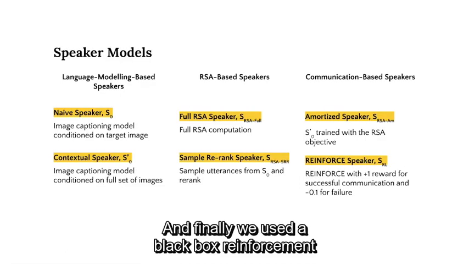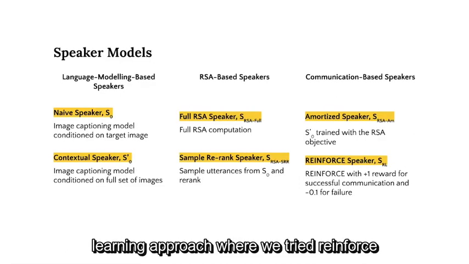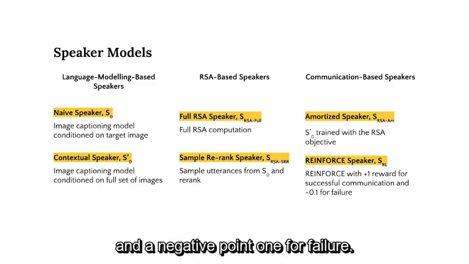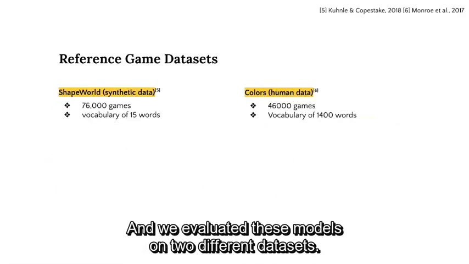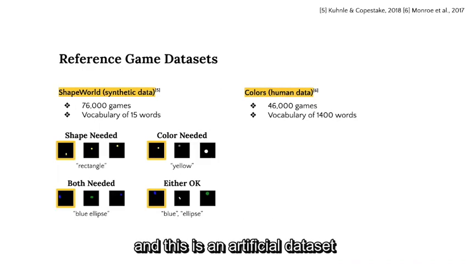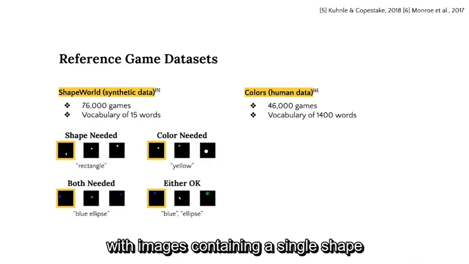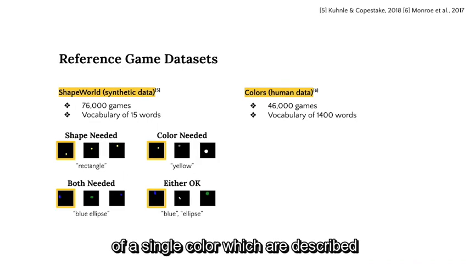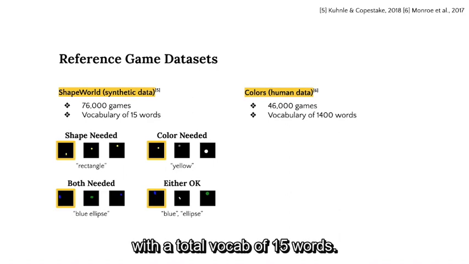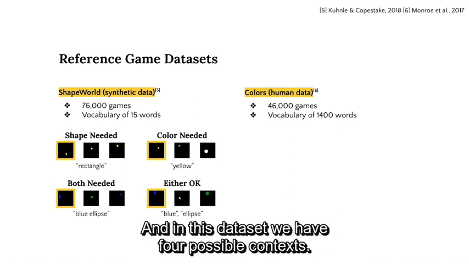And finally, we used a black box reinforcement learning approach where we tried REINFORCE with a +1 reward for successful communication and a -0.1 for failure. And we've evaluated these models on 2 different datasets. The first of which is the ShapeWorld dataset, and this is an artificial dataset with images containing a single shape of a single color, which are described by artificially generated utterances with a total vocab of 15 words. And in this dataset, we have 4 possible contexts.